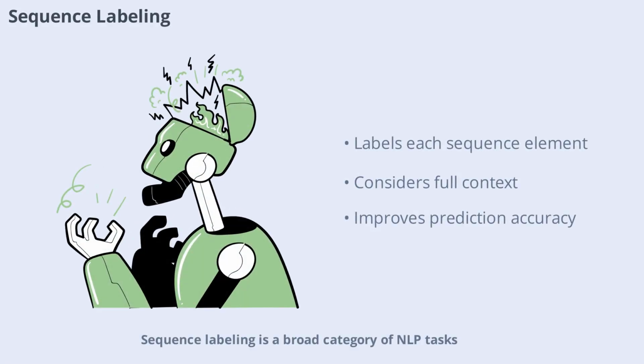Sequence labeling is a broad category of NLP tasks where each element in a sequence is assigned a label. Examples include part-of-speech tagging and named entity recognition. RNNs are ideal for these tasks because they can consider the entire sequence when making predictions, leading to more accurate and consistent labeling. This is crucial for building reliable NLP systems.